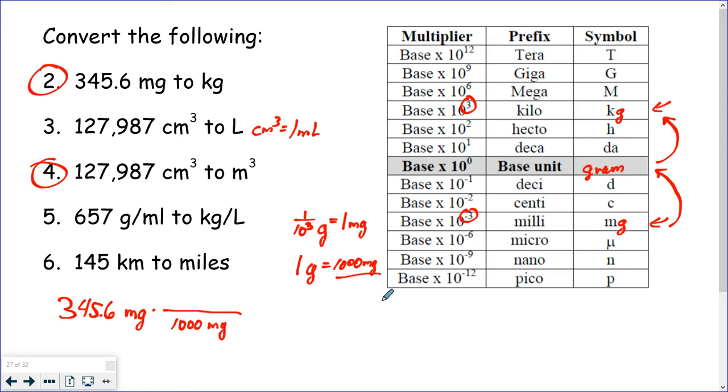Taking this part of my equivalency statement. Why did I choose milligrams on bottom? I want the milligram to cancel, and I'm going to put the 1 gram on top. If I do the math here, the milligrams will cancel. I'll be left with units of grams. I don't want that. I want to get to kilograms.